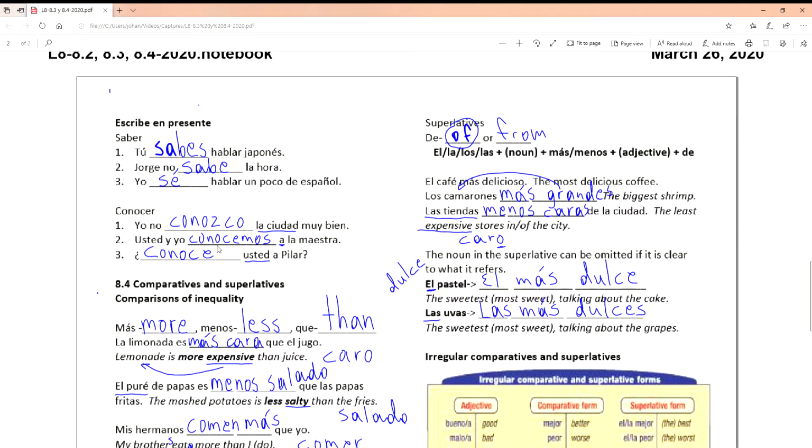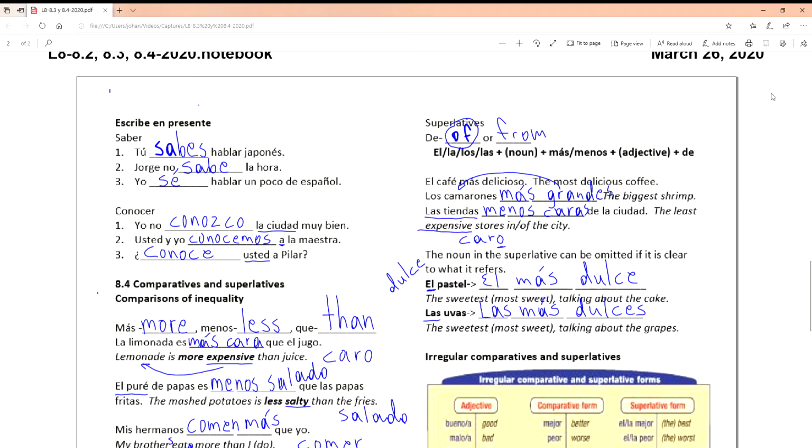Usted y yo conocemos a la maestra. Now this is a person. La maestra is the teacher. That's why we use that little a after the verb, because remember, that's la a personal. So you and I know the teacher. And when it's a question, it's the same concept. Pilar is the name of a girl. It's actually a pretty common name in the Latin world. So, ¿conoce usted a Pilar? Usted is my subject, that's why I'm using conoce. This is asking, do you know Pilar, who happens to be a person.